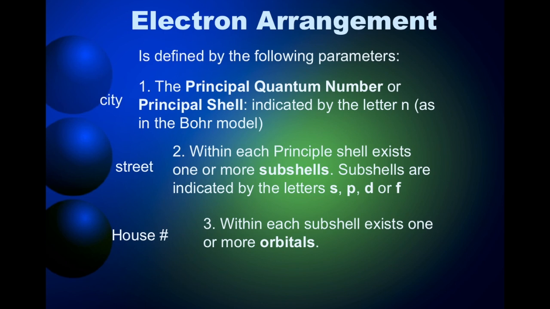So you need all three pieces of information, and the information can have slightly different meanings too. For example, a house number that's in one city, the house might be larger or smaller or have different properties. So it's the same with electron arrangement. The orbitals vary slightly depending on which principal quantum number or quantum shell they're in and which subshell they're in.